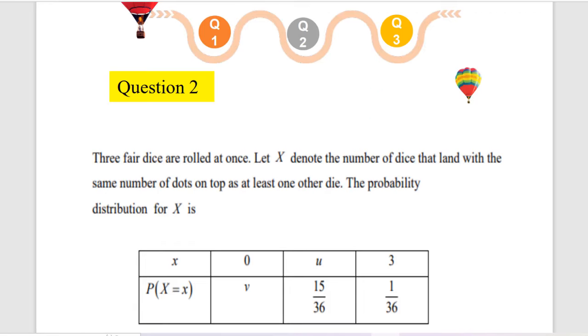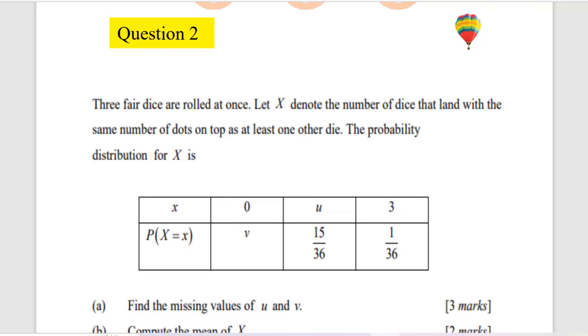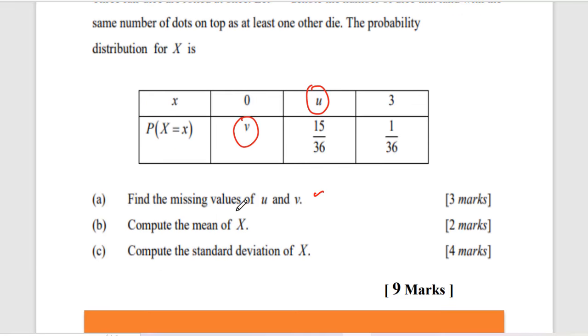Okay, next, look at question number 2. Okay, for question number 2, you are given the probability distribution table for X. So we know that this one is discrete random variable. So this table, okay, you have missing values of U and V that you need to find in part A. Okay, and then for part B, you need to compute the mean of X, and C, compute the standard deviation of X. So look at the solution.